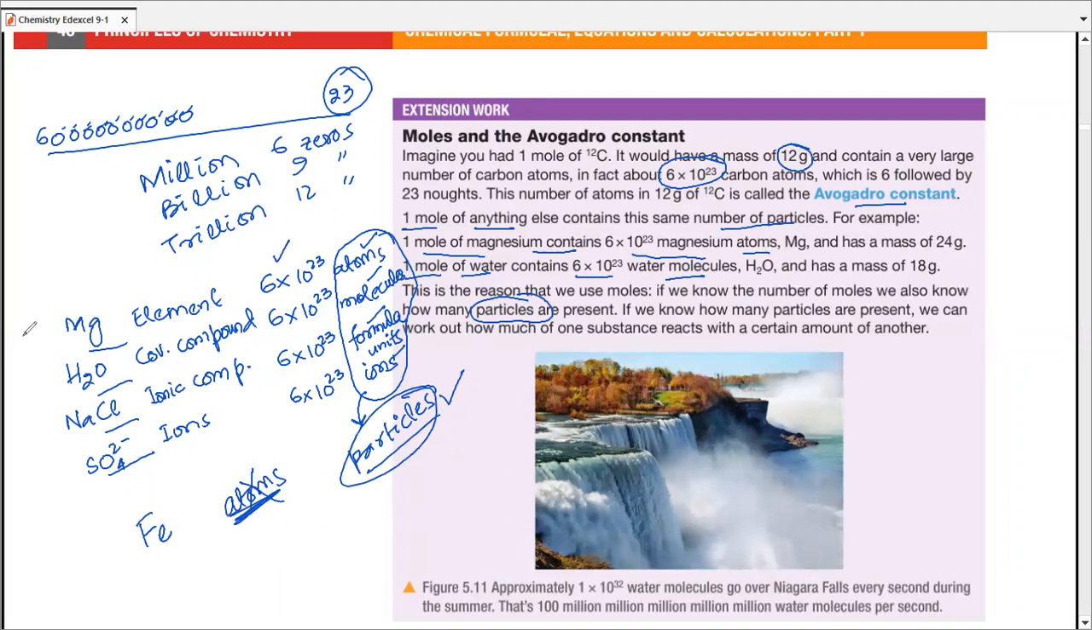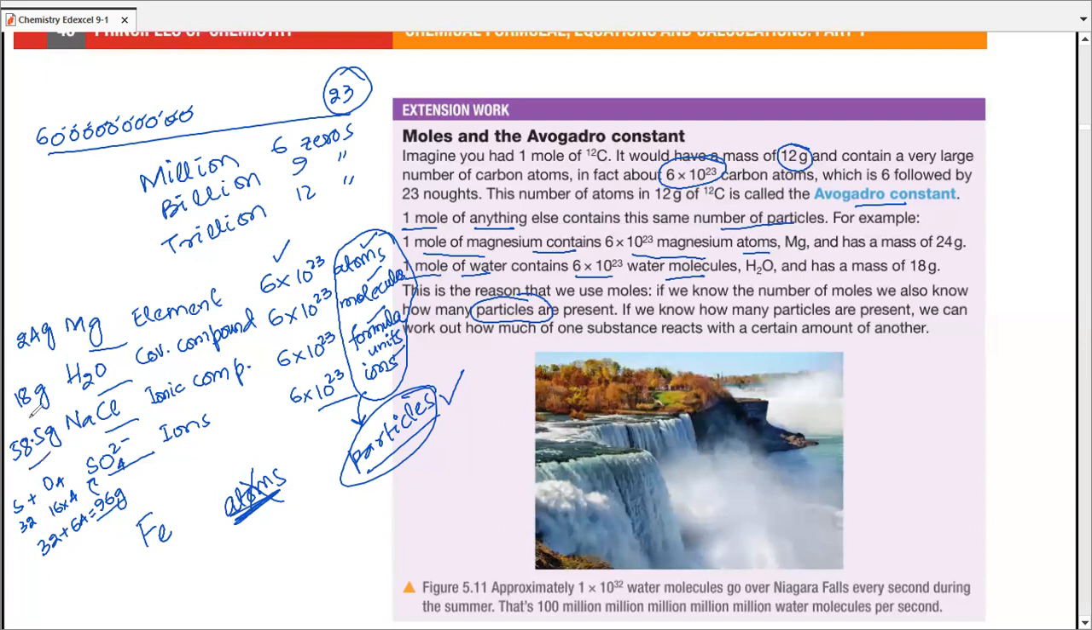For 1 mole of magnesium, that would be 24 grams of magnesium. For 1 mole of water, that would be 18 grams of water. For 1 mole of NaCl, we have just calculated it. That is 58.5 grams of NaCl. For 1 mole of SO4 ions, sulfur is 32, oxygen are 4 atoms, so it's 16 into 4. This would be 32 plus 64 is equal to 96. So 96 grams of this would be this many ions.